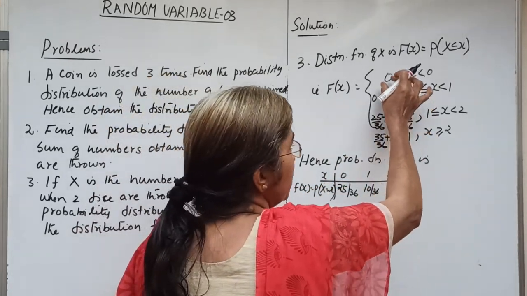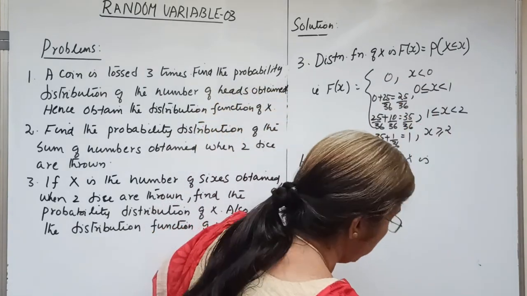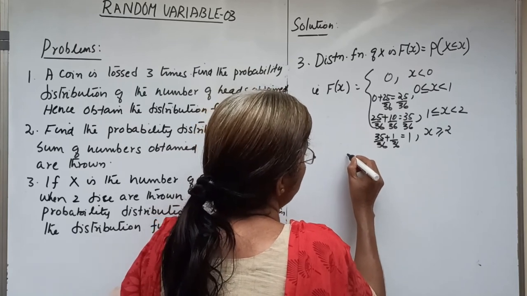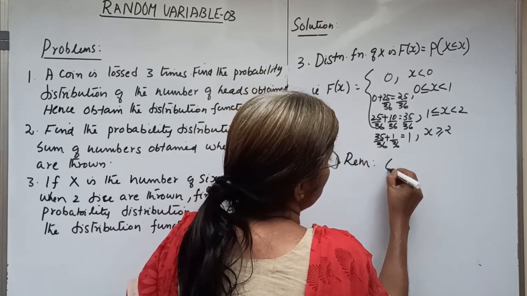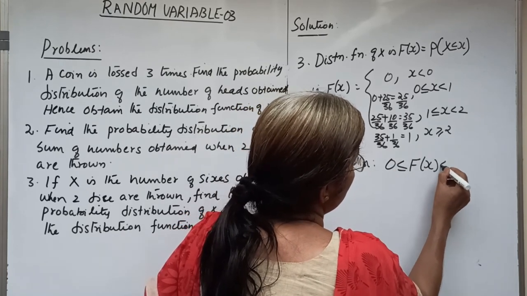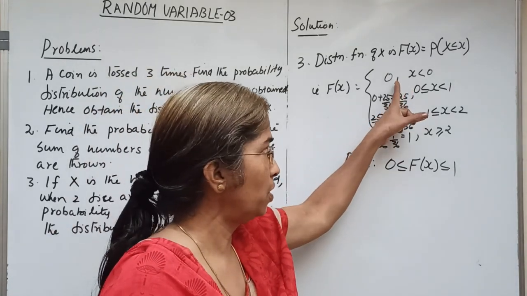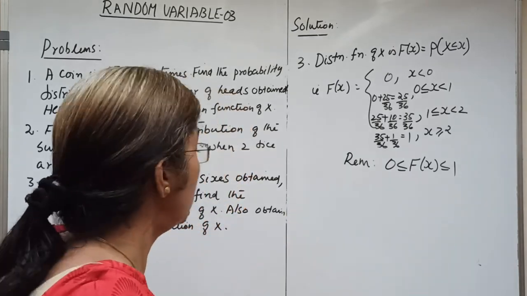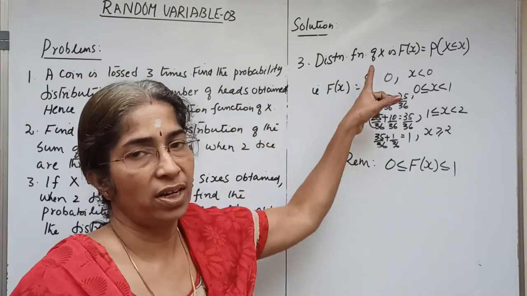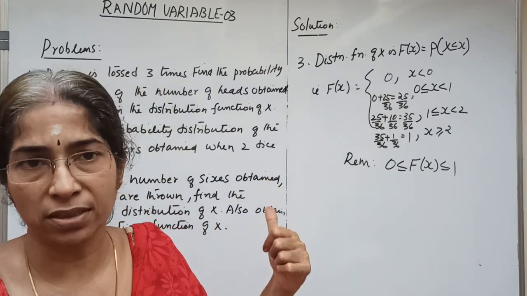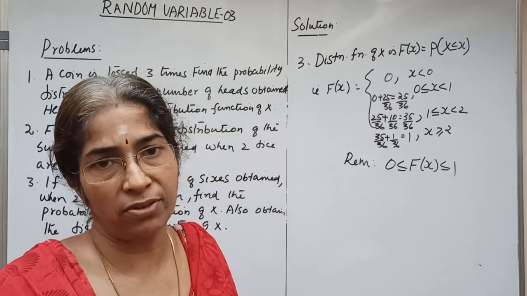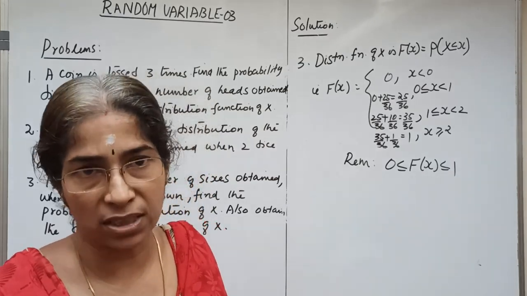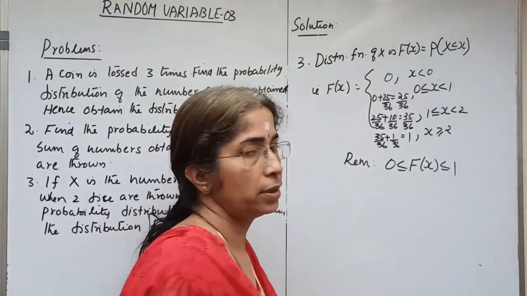And this capital F of x takes values from 0 to 1, both included, that is, 0 less than or equal to capital F of x less than or equal to 1. The first value is 0 and the last value is 1. This is the distribution function, defined as capital F of x, and we obtain this function using the probability density function small f of x. In the discrete case, we can also call it the probability mass function of x. Thank you very much.